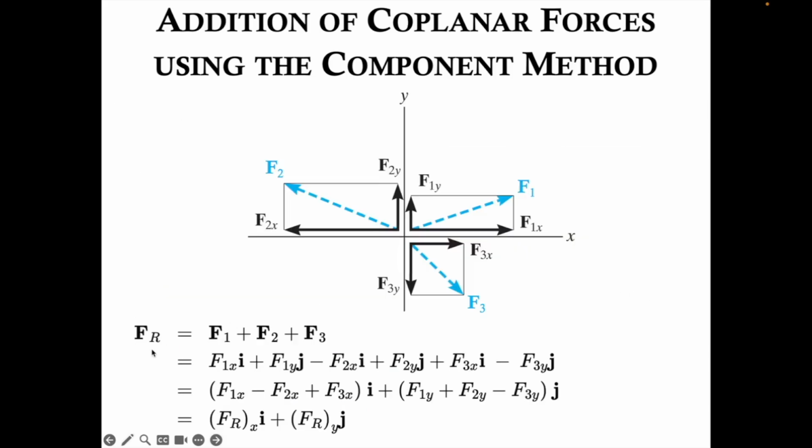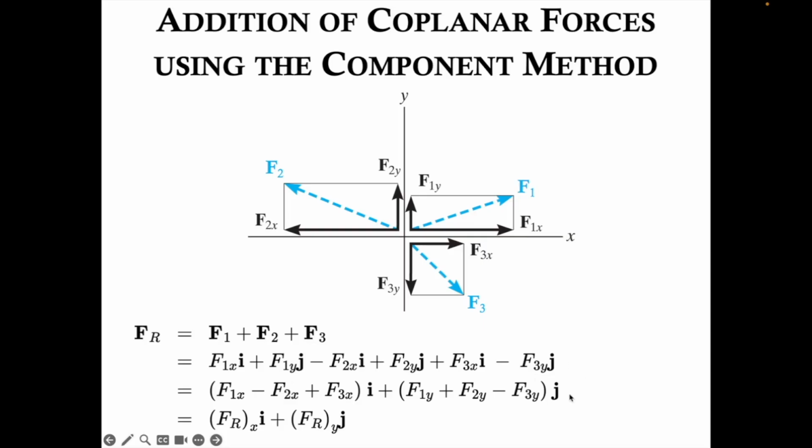We note that the resultant force vector that we can call F sub r is by definition the sum of all the forces, vector F1 plus vector F2 plus vector F3. So let's simply go to the next step and express each of these forces in their Cartesian forms, F1x i hat plus F1y j hat minus F2x i hat plus F2y j hat plus F3x i hat minus F3y j hat.